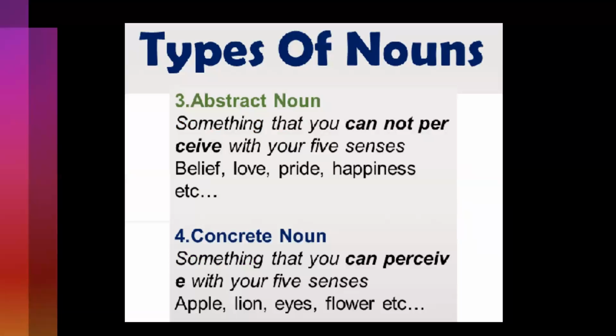Abstract nouns are something that you cannot perceive with your five senses. For example, belief, love, pride, happiness. And a concrete noun is something that you can perceive with your five senses. For example, an apple, a lion, eyes, flowers. Some of them can be seen, some of them can be listened to, or some of them can be tasted or smelled.